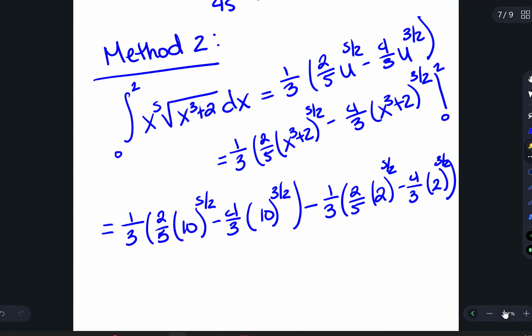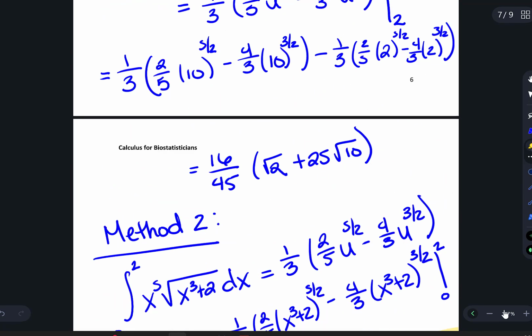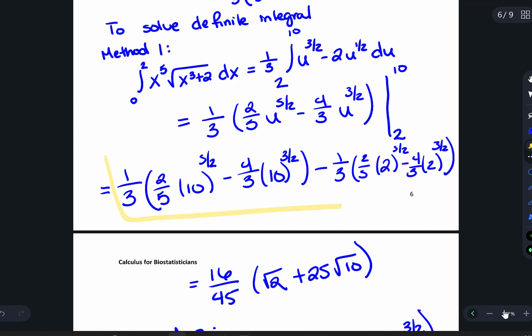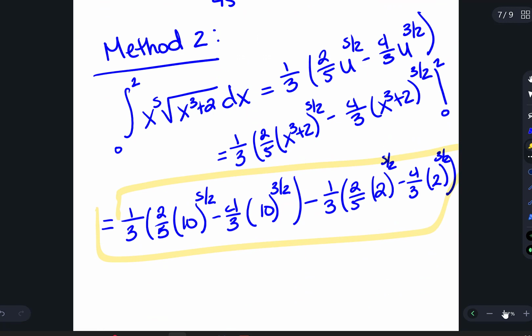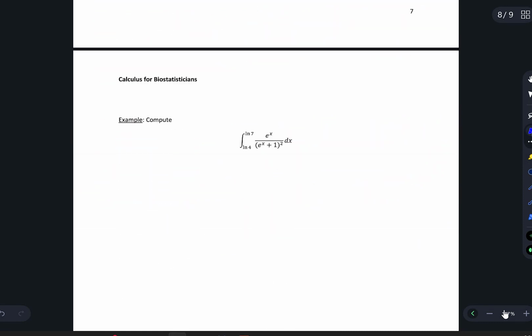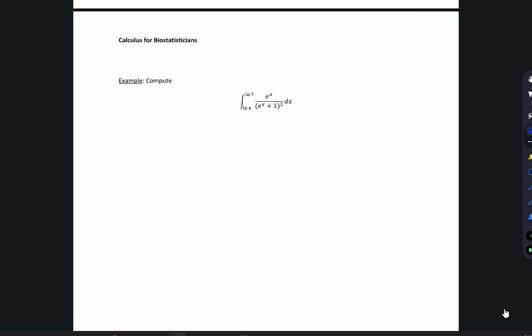And we can see that whether we use method 1 or we use method 2, before simplifying, and then of course after simplifying, we end up with the same thing no matter which of those two methods you use. So either one is completely fine. So let's look at one more example.